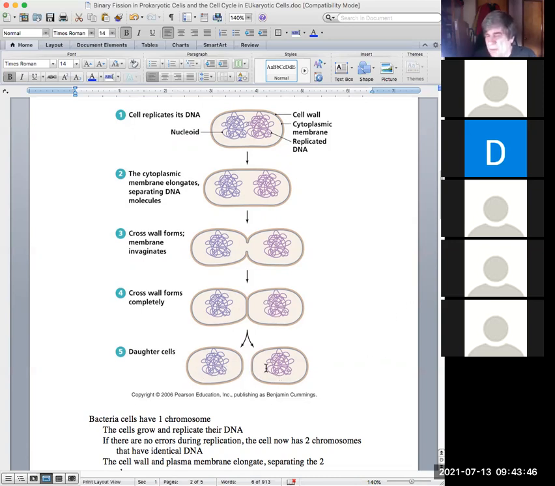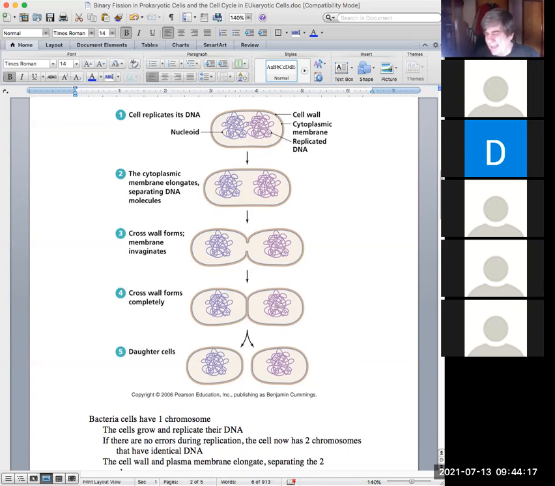And the two cells that we make are always called daughter cells. There are no son cells. Sometimes the cell that made them is called the parent cell. Now, notice that we said if replication happened correctly, these two chromosomes have exactly the same DNA. So binary fission is considered to be a form of asexual cell division.